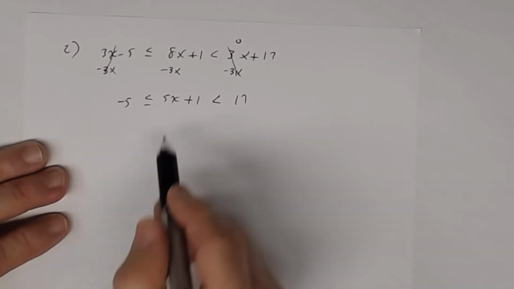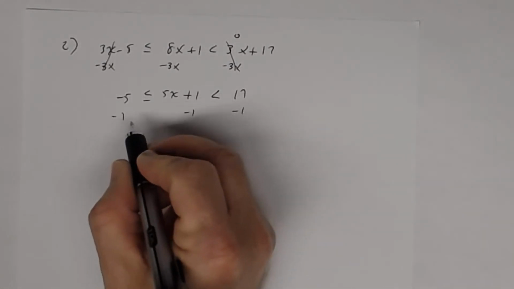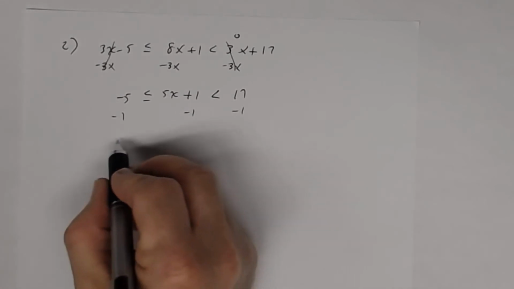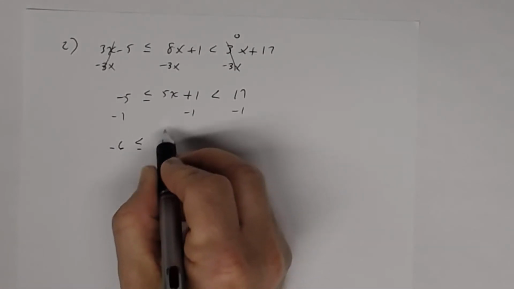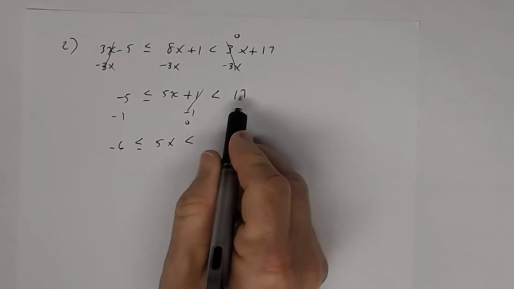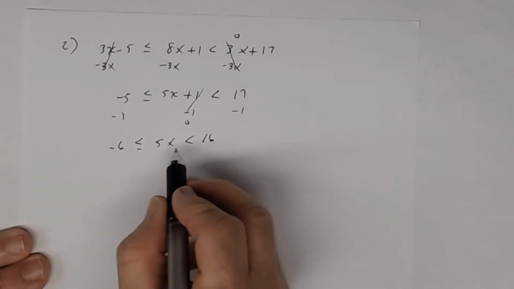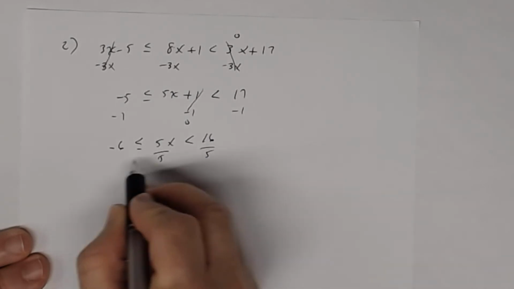And so I'm just going to get the variable by itself. So let's go ahead and do that. So subtract 1 from all parts. Negative 5 and a negative 1 is a negative 6, is less than or equal to, this is 0, 5x is less than 17 and negative 1 is 16. And then finally get x by itself. You can divide both sides by 5.